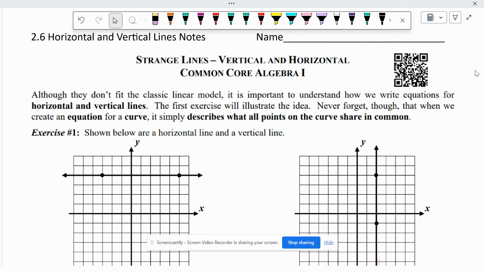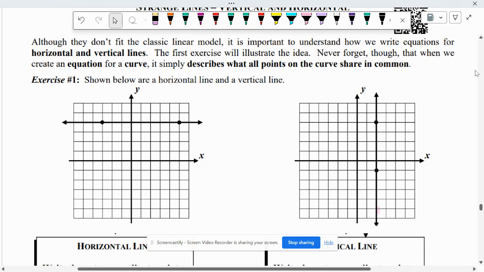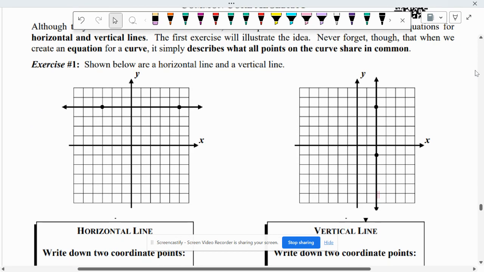So although they don't fit into the classic linear model, it's important to understand how we write equations for horizontal and vertical lines. The first exercise will illustrate the idea. Never forget, though, that when we create an equation for a curve, it simply describes what the points on the curve share in common. Okay? So, shown below are horizontal and vertical lines.